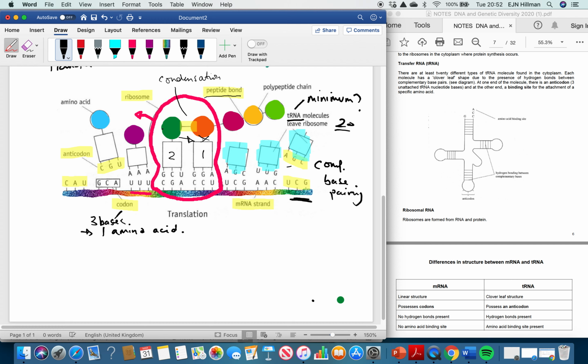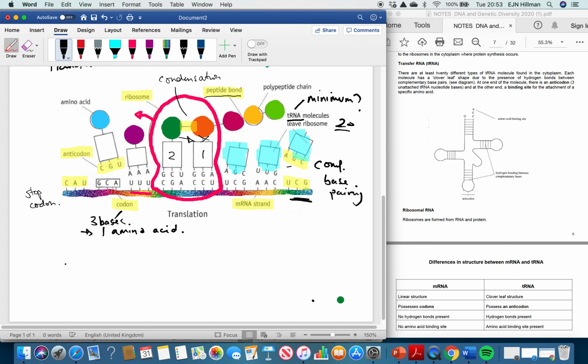That would then release this amino acid from the tRNA. That tRNA goes off and picks up another amino acid, and the ribosome moves along one more codon. So the ribosome moves one codon at a time until eventually it reaches a codon which is referred to as a stop codon.